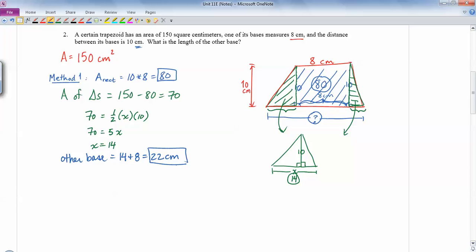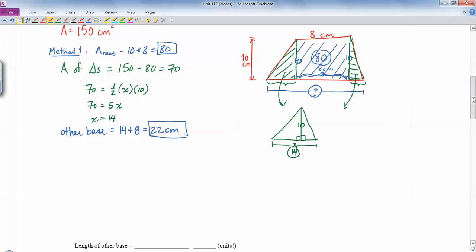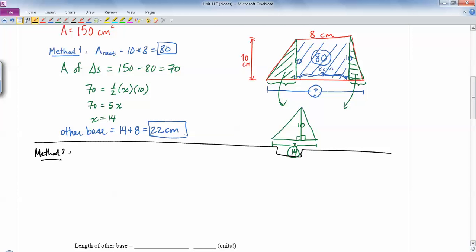Okay, so that's one way of doing it. Let's look at a second way. So method 2. All right, let me draw some version of this trapezoid again. 8 centimeters here. We don't know how long this one is. And the height is 10.